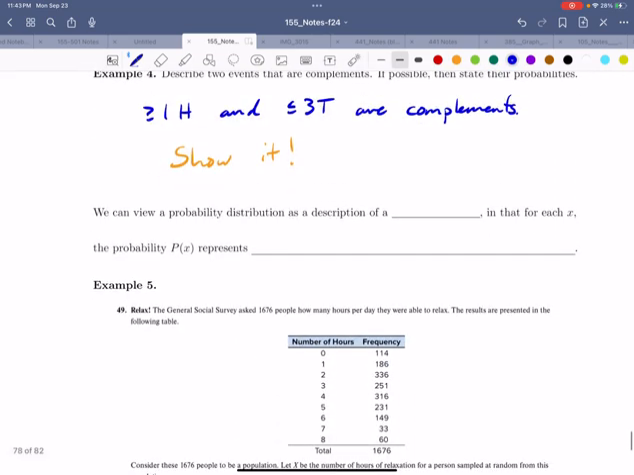Now here's one of the cool things about probability distributions. We can view a probability distribution as a description of a population.